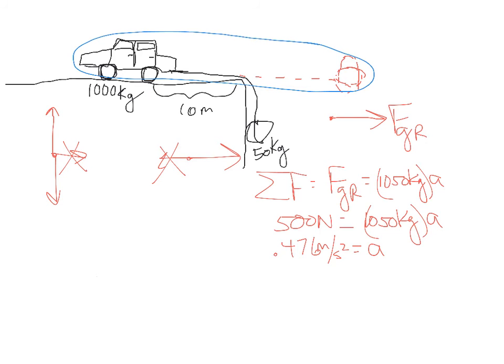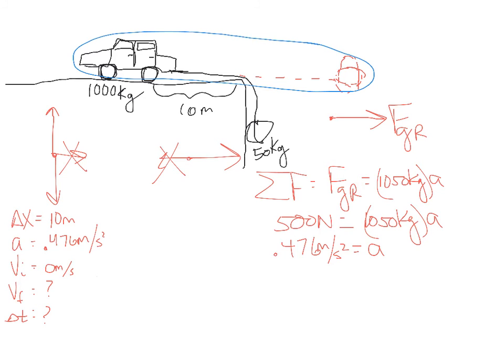Well, let's make a list. Do we know delta x? Yes, that's the 10 meters. Do we know a? Yes, that's the 0.476 meters per second squared. Do we know the VI? Yes. Well, I assume they're starting from rest, so that's 0 meters per second. Do we know the VF? No, we do not know the VF. Do we know the delta T? No, we do not know the delta T, nor do we care.